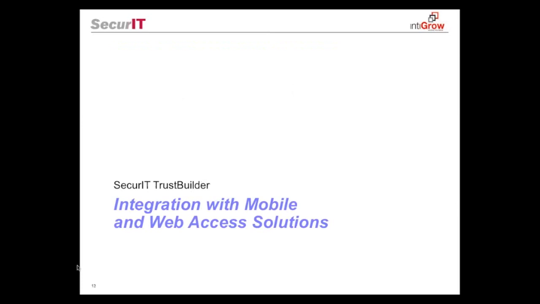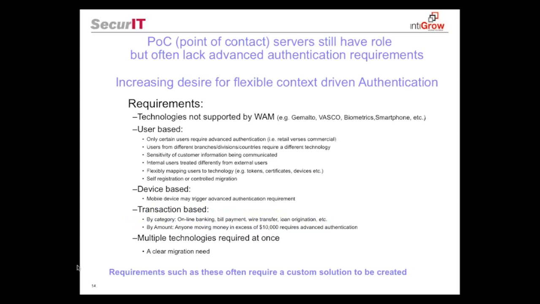So now we're going to stop and switch gears a little bit, talk about how we can integrate a versatile authentication server such as Trust Builder, how we integrate with mobile solutions, and how we integrate with web access solutions. When I talk about a web access solution, you can also talk about it as a point of contact server. Point of contact server meaning a user coming in from a browser or a user coming in from a mobile phone has to touch base with the enterprise, and that's typically what's called a point of contact server. A VPN, for example, could be a point of contact for somebody coming in that route, right?